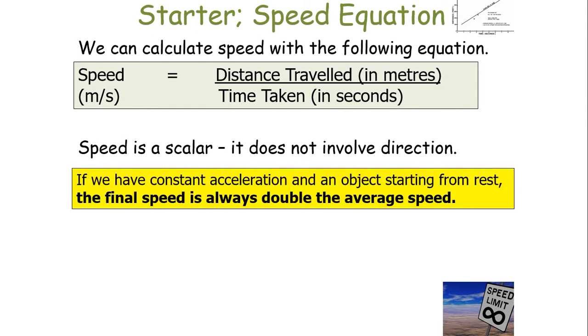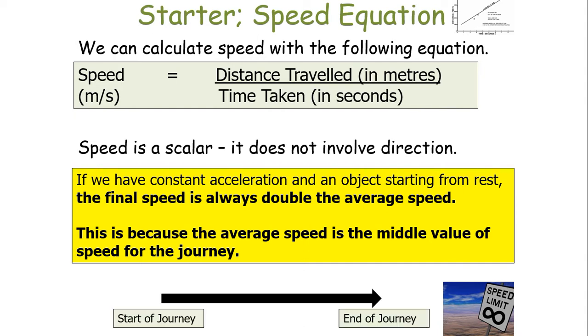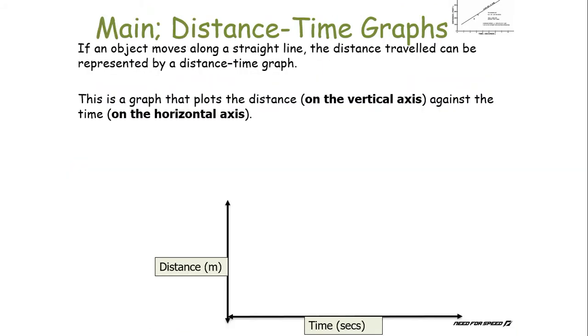Now if we have constant acceleration and the object is starting from rest, the final speed is always double the average speed, because the average speed will be the middle value of speed for the journey. So between the start of the journey and the end of the journey, from 0 to final, the average speed will be in the middle.